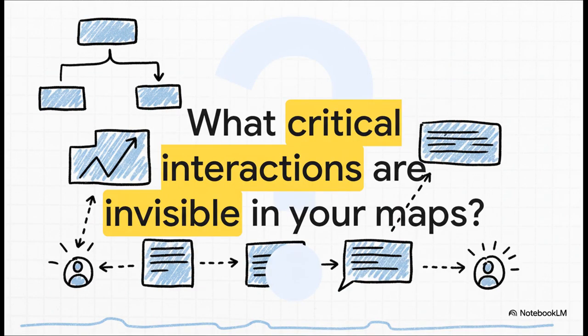So I'll leave you with this question to think about. Take a look at your own process maps, or even just the work you do every day. What are those crucial messages from customers, partners, or other systems that you're just not seeing? Because the bottom line is, what's invisible can't be measured, it can't be managed, and it definitely can't be improved.